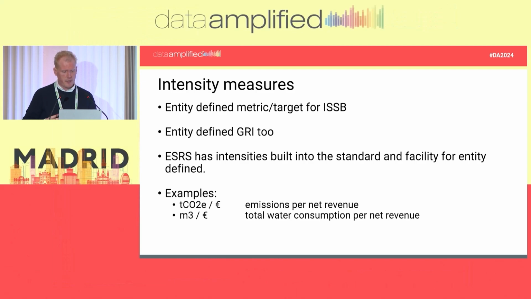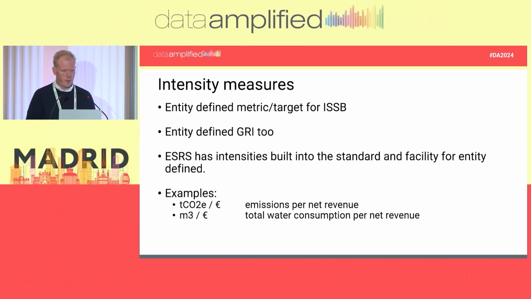They are entity defined for ISSB, as in there's nothing in the taxonomy, but there's things you can do to create one, but you're not going to be asked for one. ESRS actually asks you for certain ones that are defined in the standard, and GRI lets you report, but again, they're entity defined. So when they're entity defined, they really could be anything.